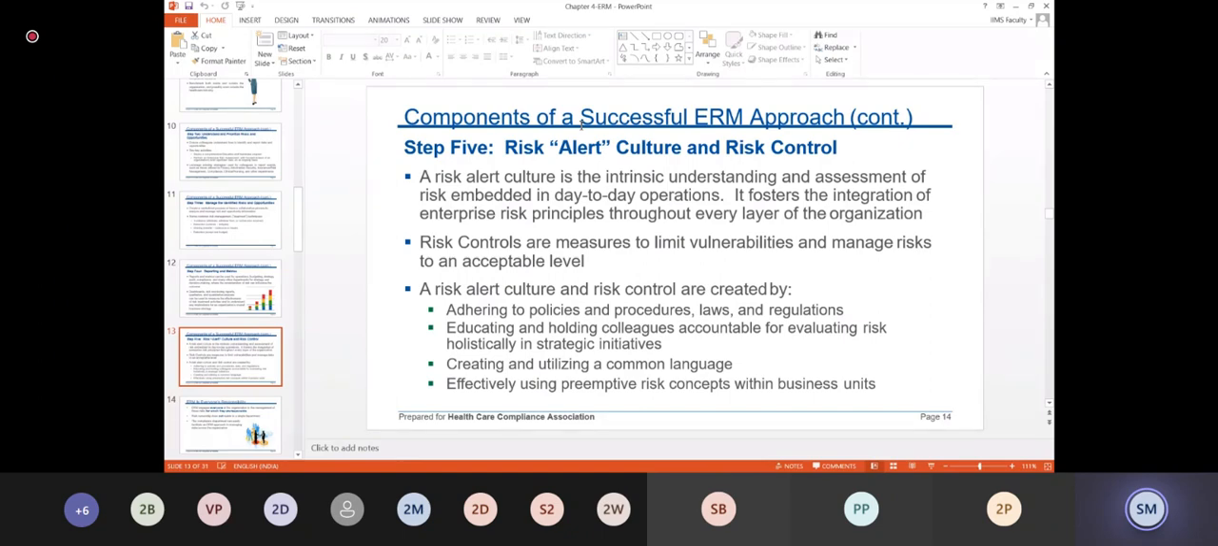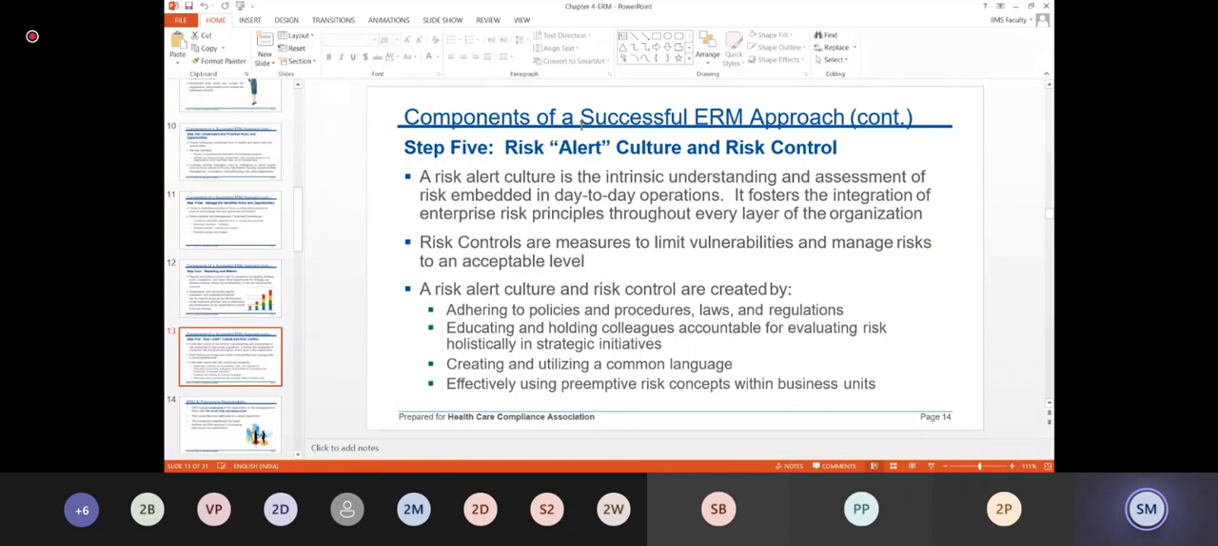So we have to identify the vulnerabilities, the weaknesses of the organization, check the policies, check the procedures we are using, laws and regulations. Is there any vulnerability? From that we get a risk, identify it. Educate and hold colleagues accountable for evaluating risk holistically in strategic initiatives.